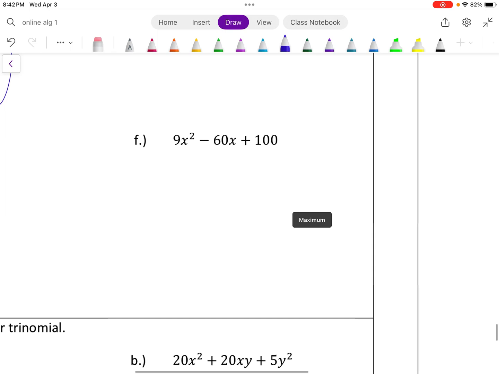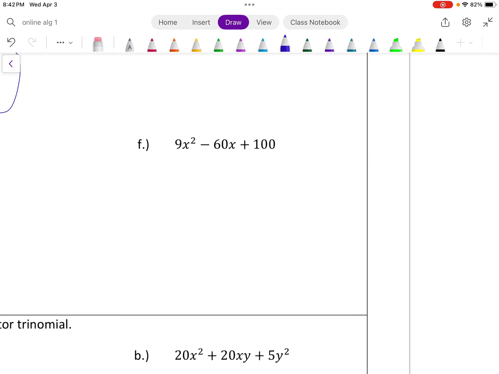Let's do letter F as our last one. 9x squared minus 60x plus 100. 9 and 100 are perfect squares. If they're perfect squares, there's a chance they are a perfect square trinomial. So let's try that out before we try any of our other options, because there are other possibilities we could try, but since we noticed that these are perfect squares, we're going to start there. I'm going to write some of the other possibilities just to show you what I mean when I say maybe this will work, maybe it won't. It just depends.